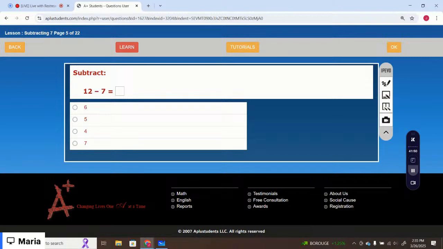12 take away 7 is. 12 take away 7 is 5. Option number 2 is the correct option.